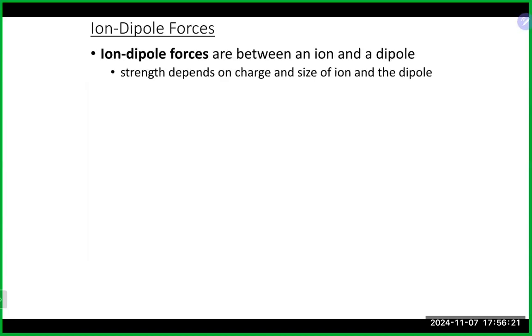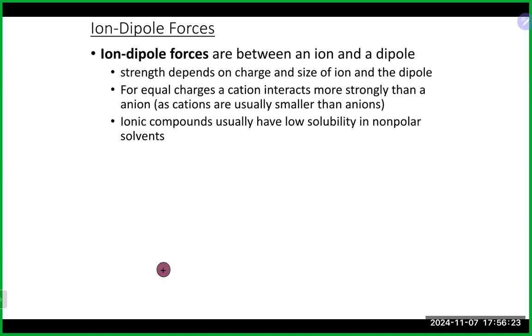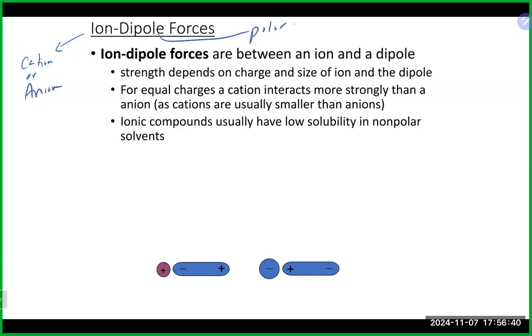Another type of intermolecular force is what is referred to as an ion-dipole force. And it is pretty much what the name sounds like. Ion is an ion, yeah. So either a cation or an anion. And dipole is typically a polar molecule.